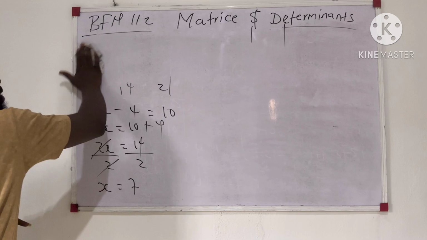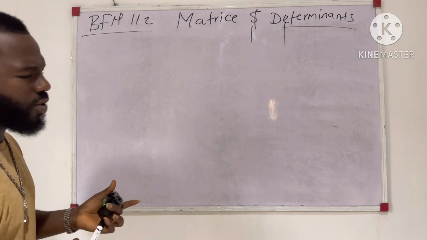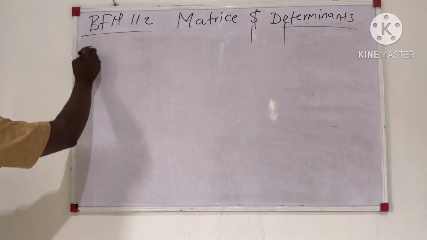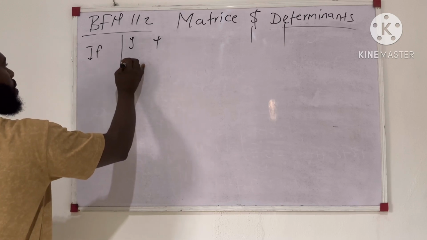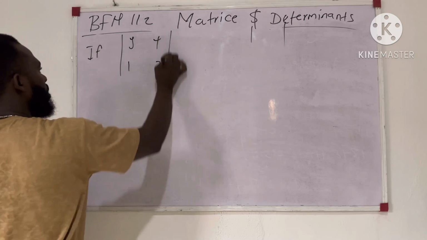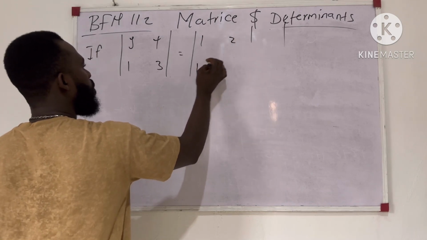Which takes us to example 3. What if the question looks like this? If the determinant of y 4, 1, 3 is equal to the determinant of 1, 2, 1, 4.